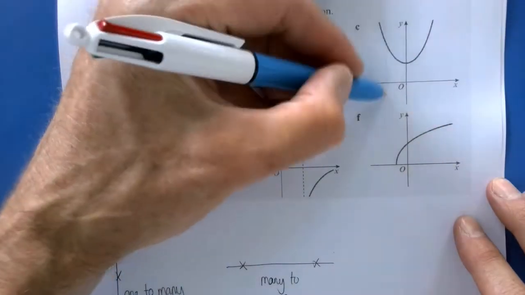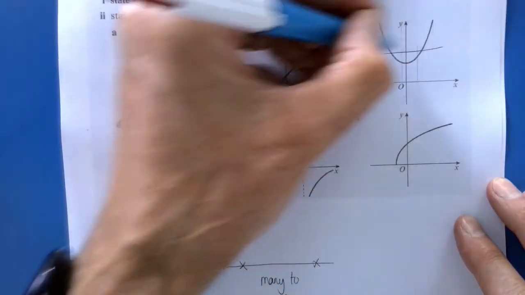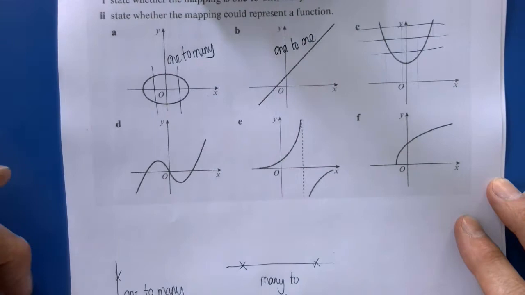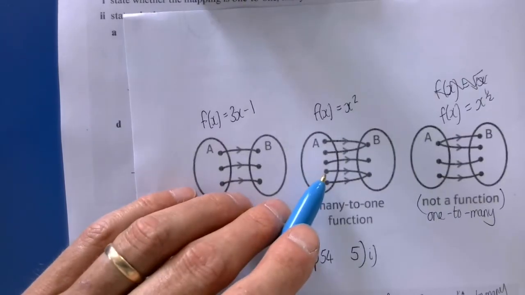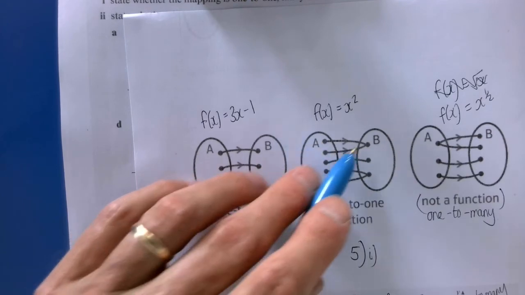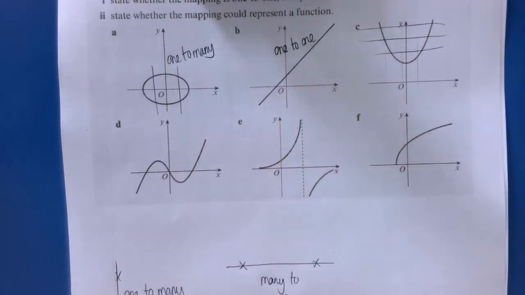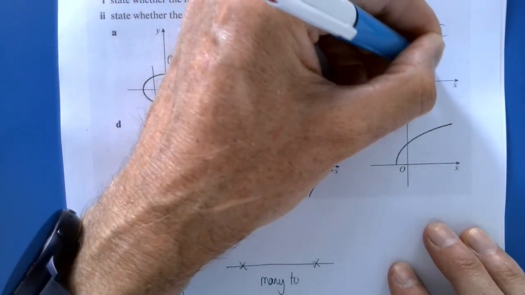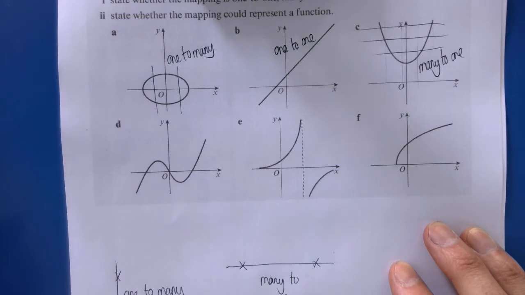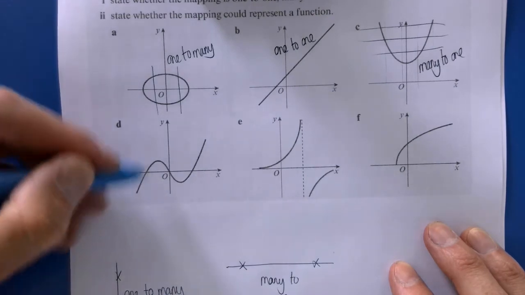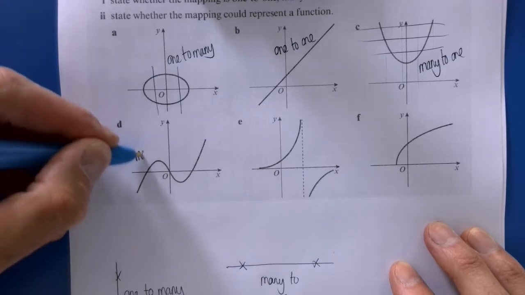Here, no places where I cross the graph more than once that way, but I can intersect the graph twice there. Not everywhere, but in some places. So that means we're dealing with this situation here. Sometimes you've got two x values giving you the same y value. Here and here give me the same y value. So that's many to one. Here, no places there, but yes there, so that's many to one.